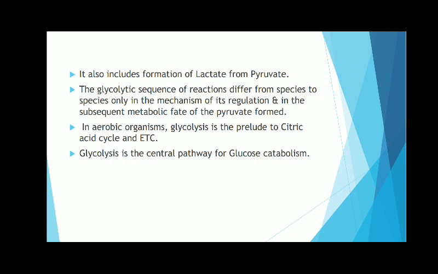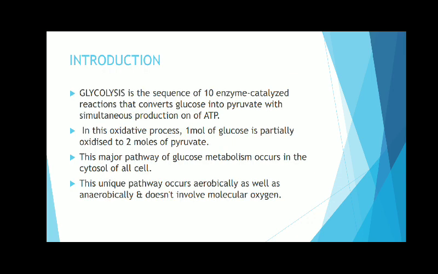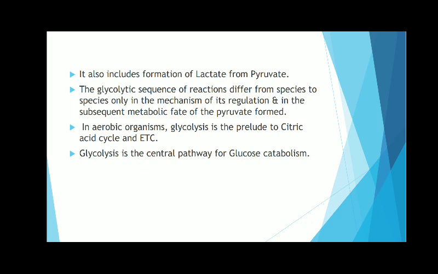It also includes formation of lactate from pyruvate. So we also get lactate from pyruvate, which is formed from the conversion of glucose. And then the glycolytic sequence of reactions differ from species to species only in the mechanism of its regulation and in the subsequent metabolic fate of the pyruvate formed. In aerobic organisms, glycolysis is the prelude to citric acid cycle and so on. Glycolysis is the central pathway for glucose metabolism.